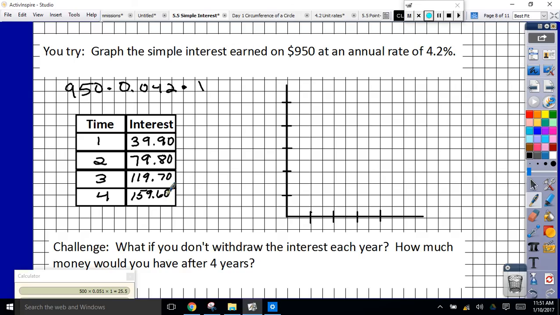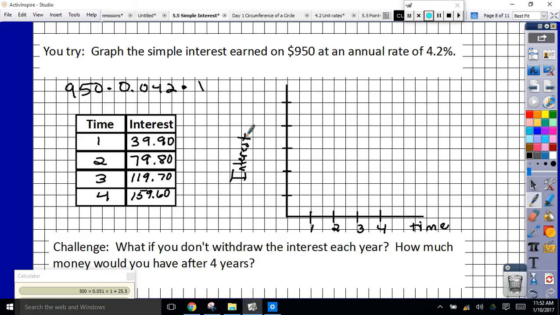Kayla, what am I going to put along my x-axis? Okay. 1, 2, 3, and 4, and that represents the time. So the x-axis is going to be time, which leaves the y-axis to be interest. What kind of scale should I use? Megan, what kind of scale did you use on this side of your graph? 40, 80, 120, 160. Okay, so you went by 40s.